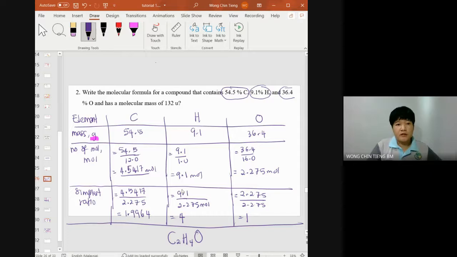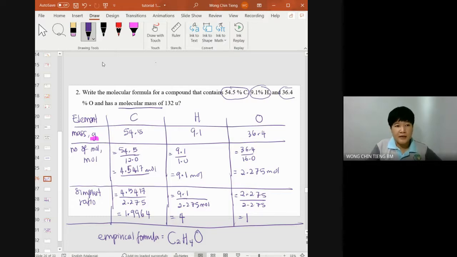So for this question, the question did not stop at empirical formula. This is only the empirical formula. So make sure you label your answer that this is only my empirical formula. The question is asking for molecular formula. This is the one that I just want to show you simply over here.